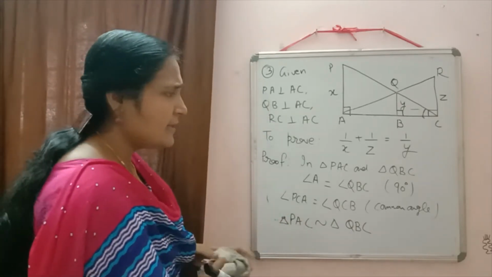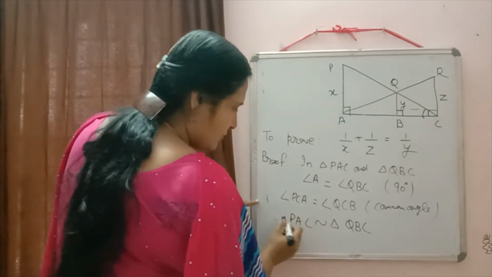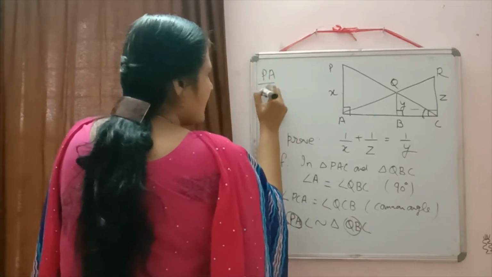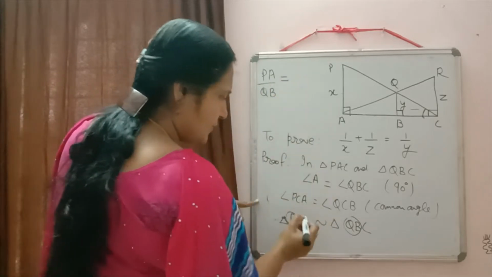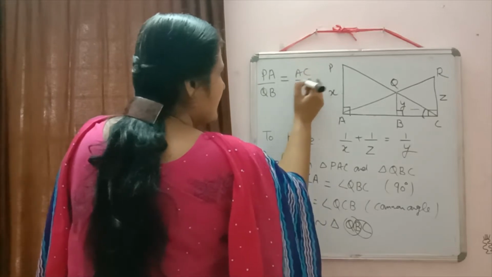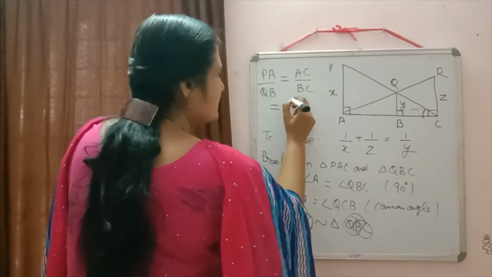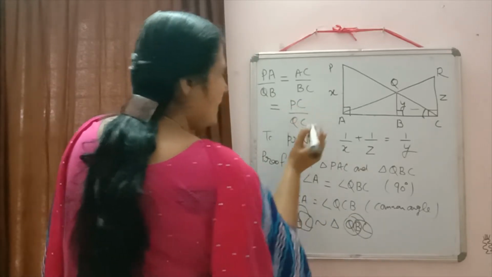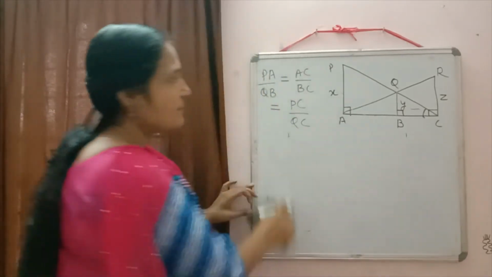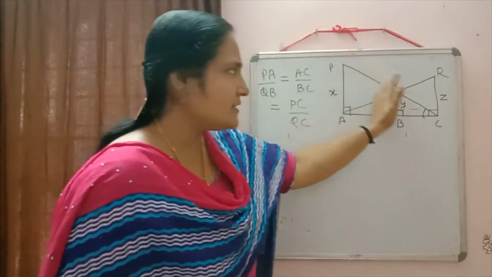We can write the ratio also, then it will be easy for us. So by the ratio, PA by QB, just check the first sides only, is equal to the next side, AC by BC, is equal to one more, PC by QC. So first we proved triangle PAC is similar to triangle QBC, the triangle which is in this way.